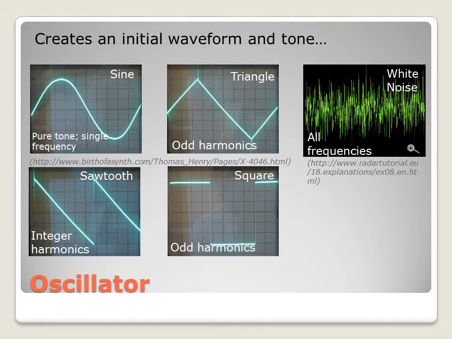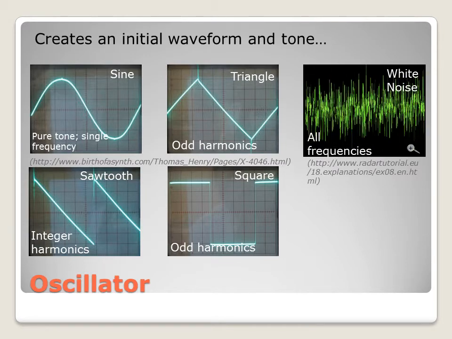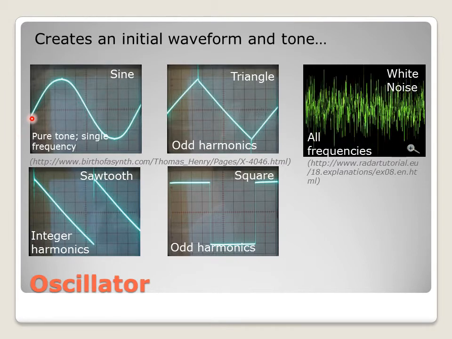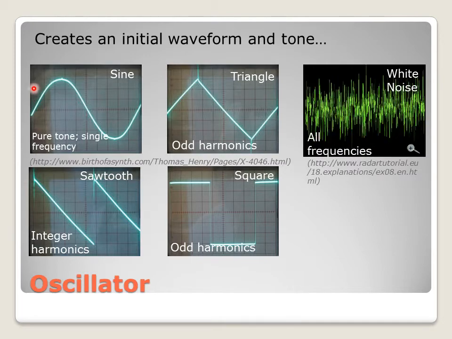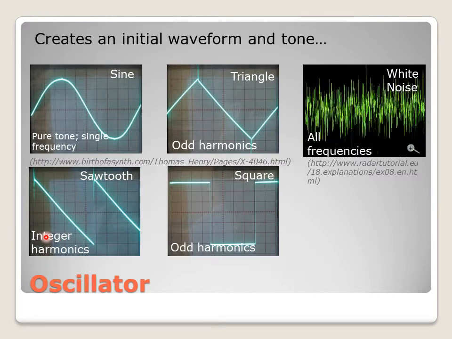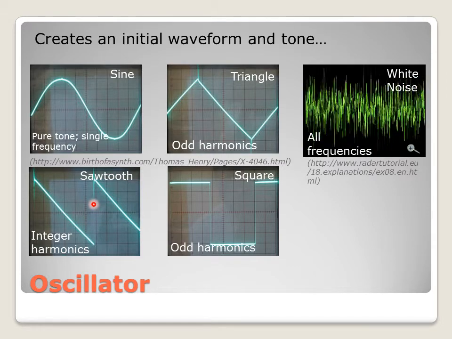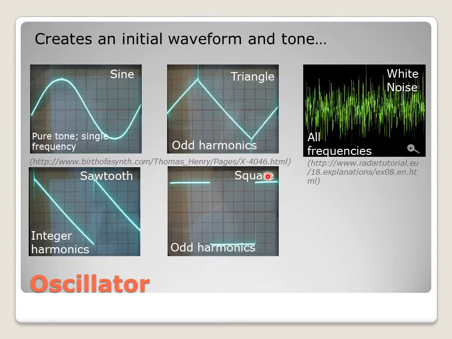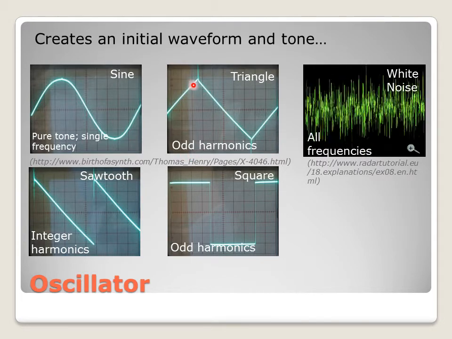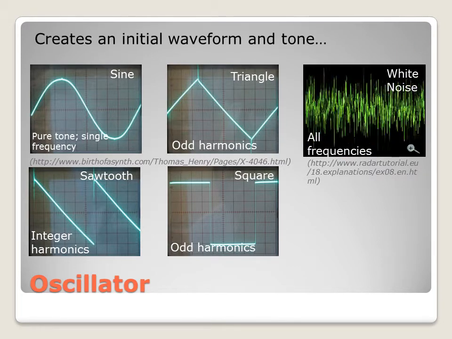So starting with the oscillator, this is what gives you your original waveform and your original tone that you're working with. Some of the basic waveforms that we see are the sine, which is a pure tone, a single frequency. If you look at a frequency spectrum of this, you see one spike at a particular frequency. The sawtooth wave is going to give you that fundamental frequency added together with the integer harmonics, so it produces a harsher, more shrill or brighter sound. The triangle and the square are both comprised of the odd harmonics, but in the triangle the higher ones drop off a little faster. And then in white noise, you have a summation of all the frequencies across the spectrum.